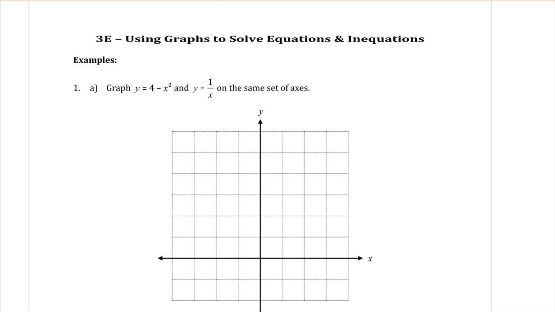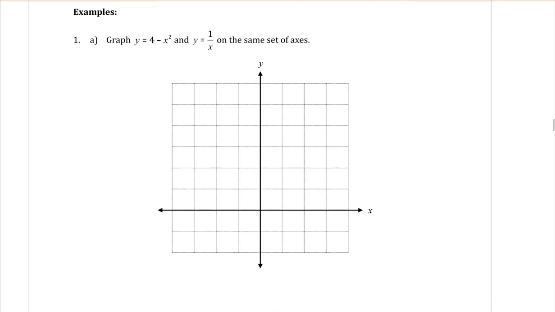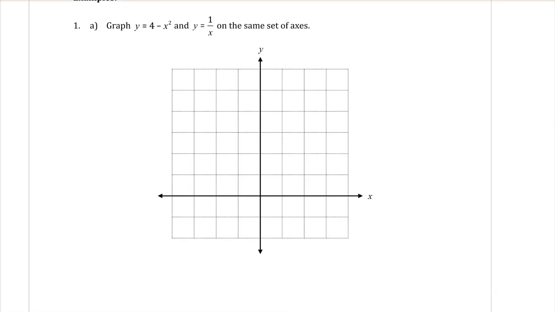Okay, so this one is using graphs to solve equations and inequations. So we just learned some methods on how to solve inequations, but this is using a graph as well to help us do it. So straight into the examples. It says number 1, graph y equals 4 minus x squared and y equals 1 over x on the same set of axes.